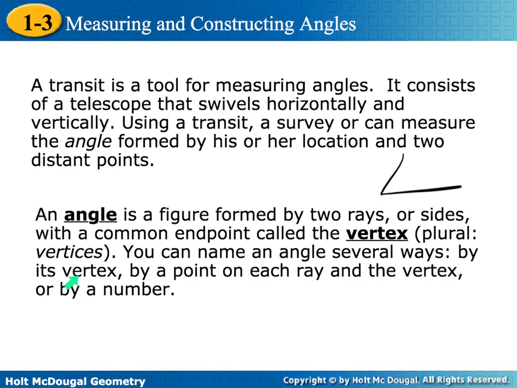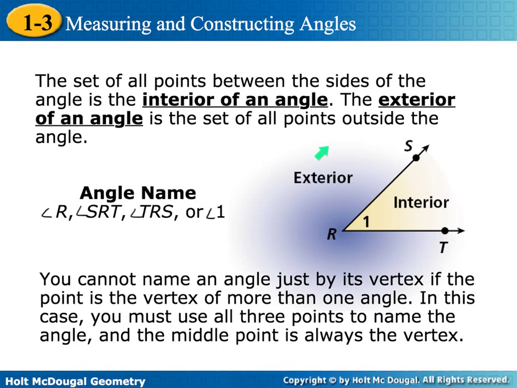You can name it by the vertex, by a point on each ray and the vertex. You'll see this in the next one. Or by a number. So here is an example of an angle. First let's get these other definition words down. The first buzzword is interior of an angle. The interior of an angle is the set of all points between the sides. So this little yellowish, whitish colored shaded area, this is an interior. Kind of makes sense that it's named the interior and this is named the exterior. So the exterior of an angle is the set of all points outside the angle.